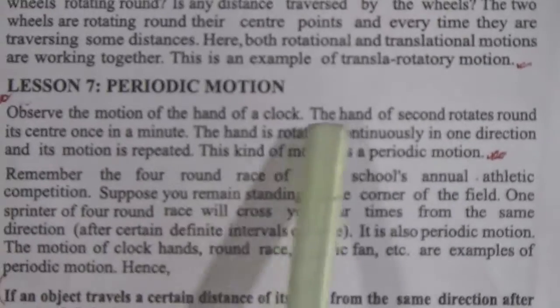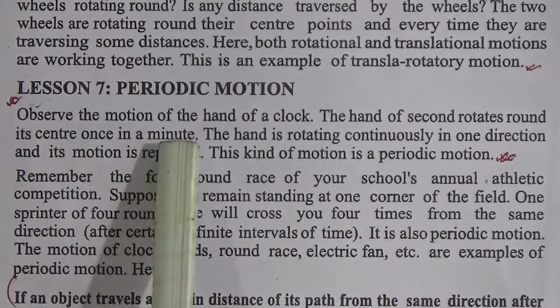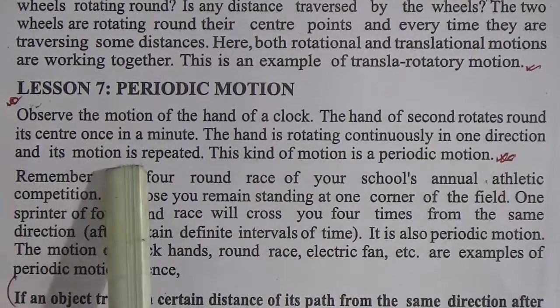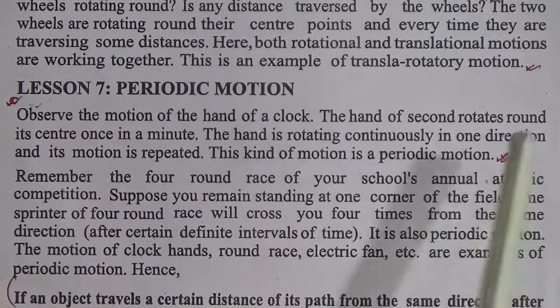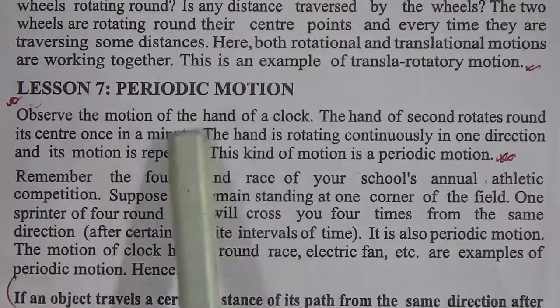Lesson number 7, periodic motion. Observe the motion of the hand of a clock. The second hand rotates around its center once in a minute. The hand is rotating continuously in one direction and its motion is repeated. This kind of motion is called periodic motion. We find an example of periodic motion in our clock. That means the hand of the clock is always moving in the same way, and it takes a limited time. So it is called periodic motion.